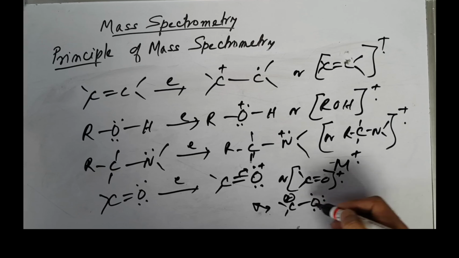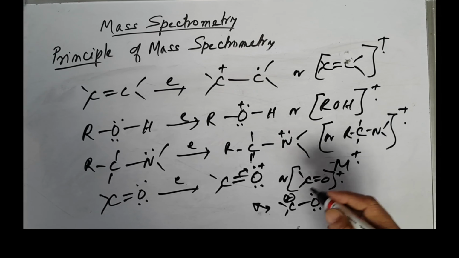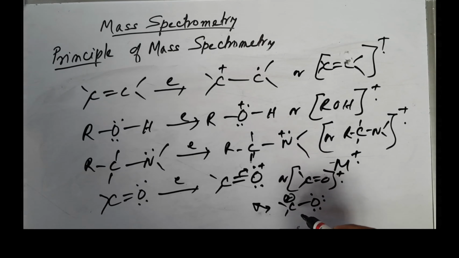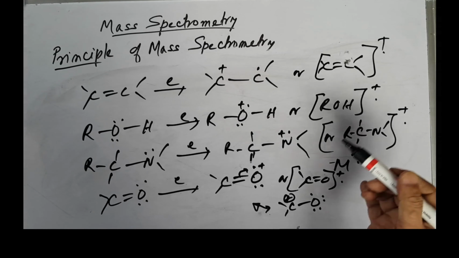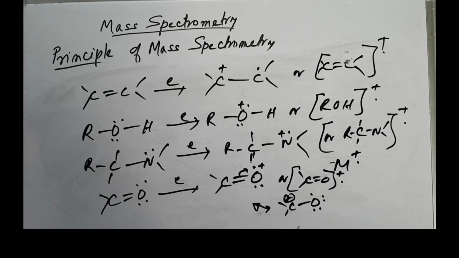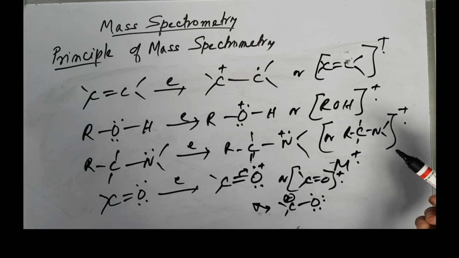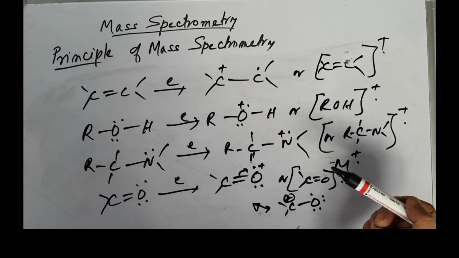These two are equivalent. So you can write carbonyl; the positive charge can be either on the oxygen or on the carbon. By resonance, you can get the carbocation or the oxonium ion. So these are all studied. I'm giving examples of how the parent ions or molecular ions are obtained by bombarding with high energy electrons.